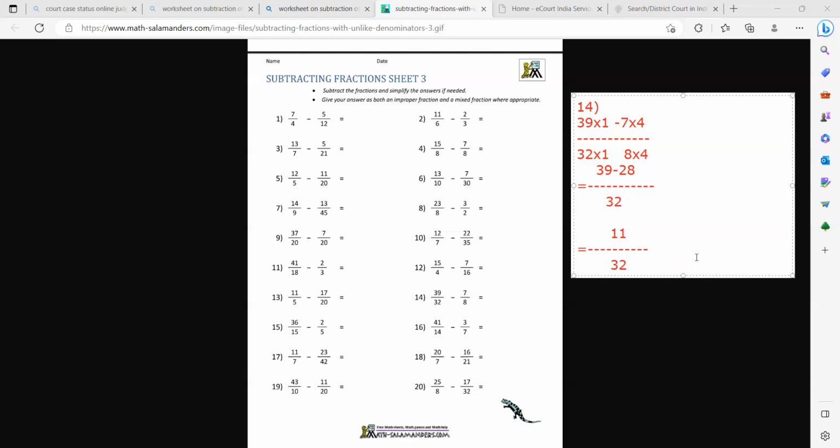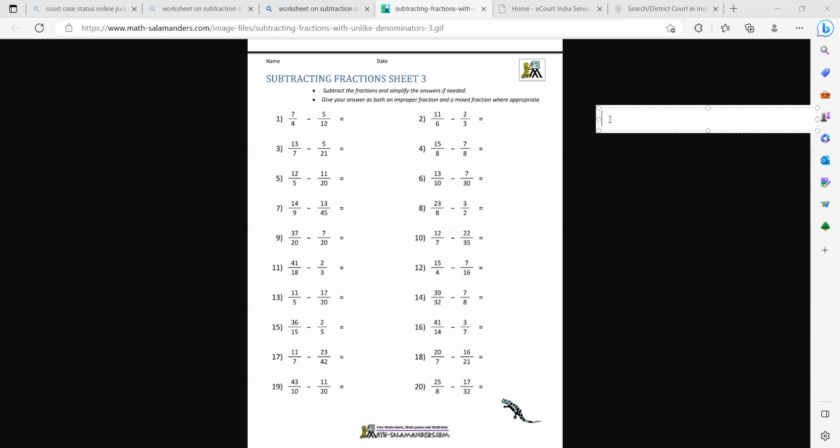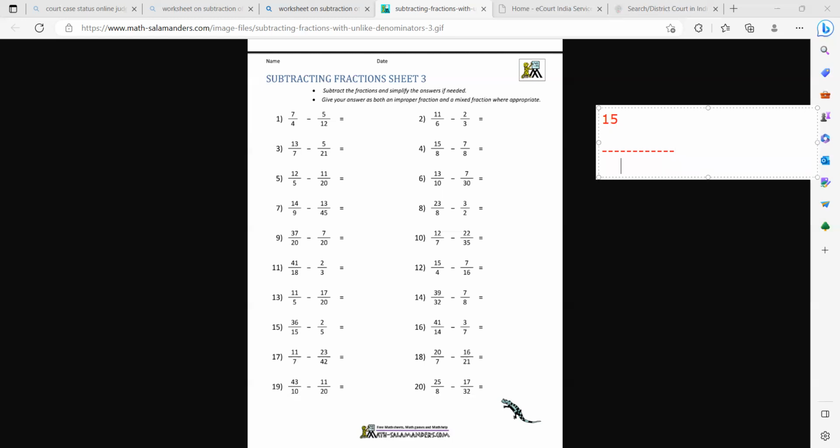Then what's number 15? Number 15, what we need to do? We just need to find out the LCM. First pause my video, find out your own answer, then check it with mine. Number 15, the LCM will be 15, that is 15 into 1 will give us 15 and 36 into 1. Then minus we have 2 into 3 and 5 into 3.